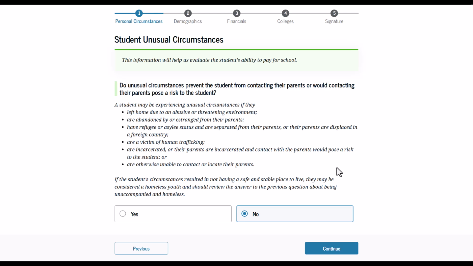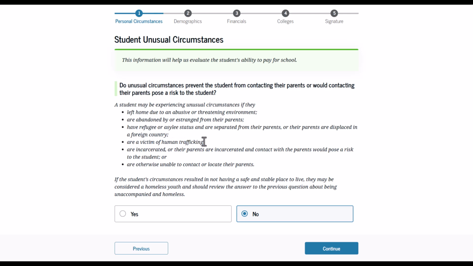The next question is about student unusual circumstances, and it's asking, do unusual circumstances prevent the student from contacting their parents, or would contacting their parents pose a risk to the student? So this is for students that are experiencing unusual circumstances based off whether they were in an abusive or threatening environment, so they had to leave home, they were abandoned by or estranged from their parents, they have refugee or asylee status, and were separated from their parents.